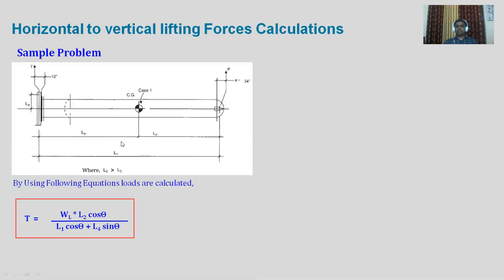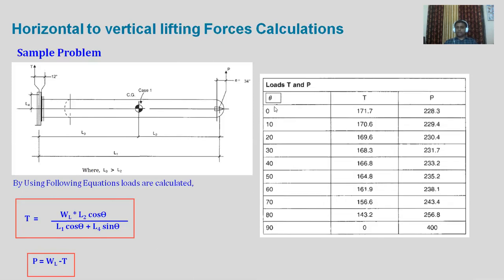T is equal to WL into L2, and cos theta is nothing but 1. So it is simply WL divided by L1, the entire distance. That will give you the tailing lug reaction. And how to get the lifting lug reaction? It is nothing but WL minus T.